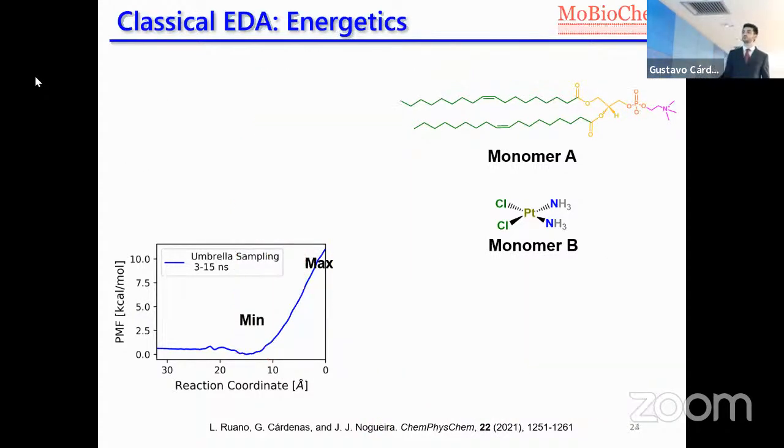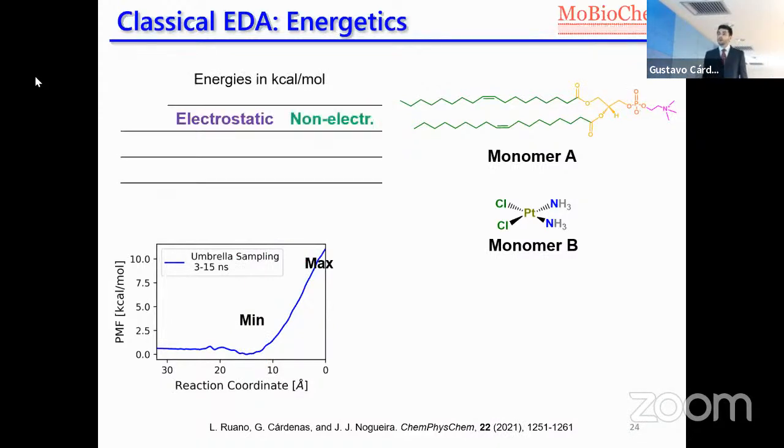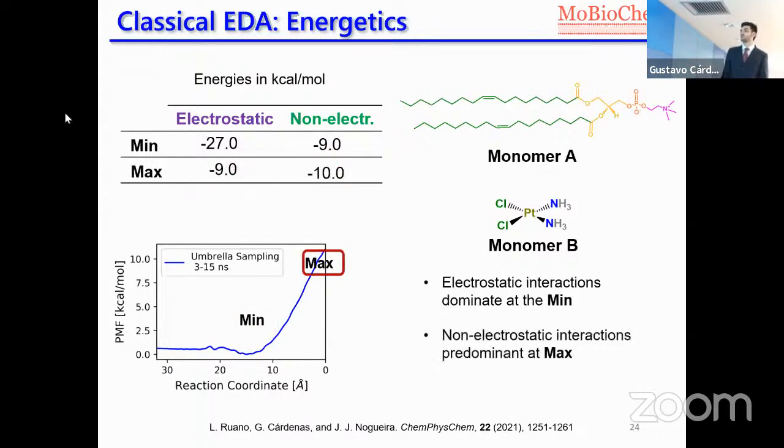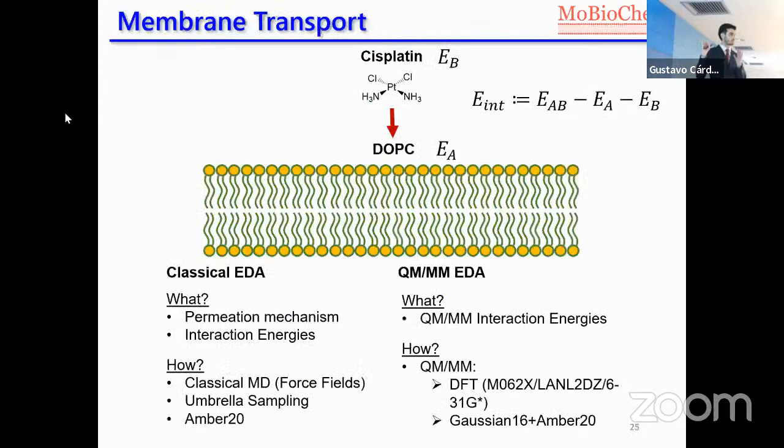Okay, so let's jump onto the results. Let's consider what happens in these two regions. First of all, when we consider the minimum region, we see that the electrostatic contribution is predominant over the non-electrostatic. Now, when we move from the minimum to the maximum region, we see that the two roles somehow invert. Now the non-electrostatic contributions are predominant, albeit with a slight difference. So this is what happens in the classical world, when we consider the classical force field.